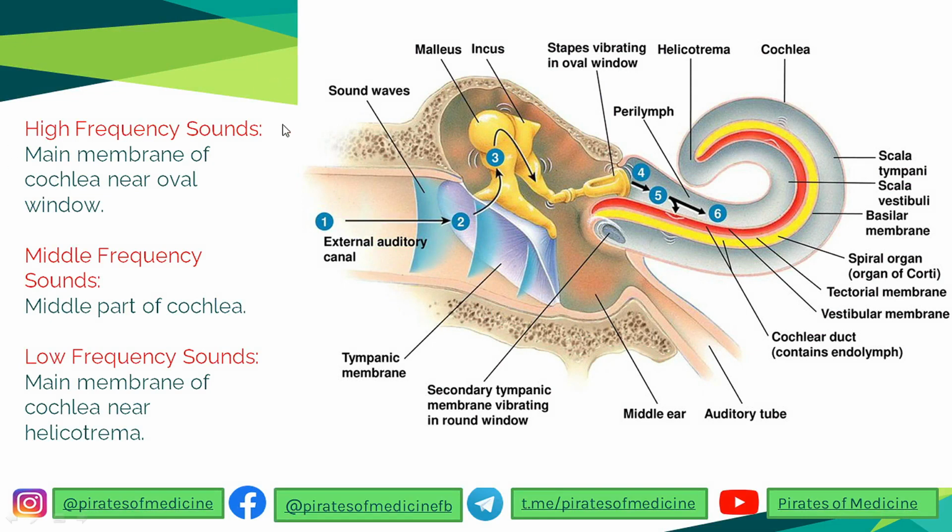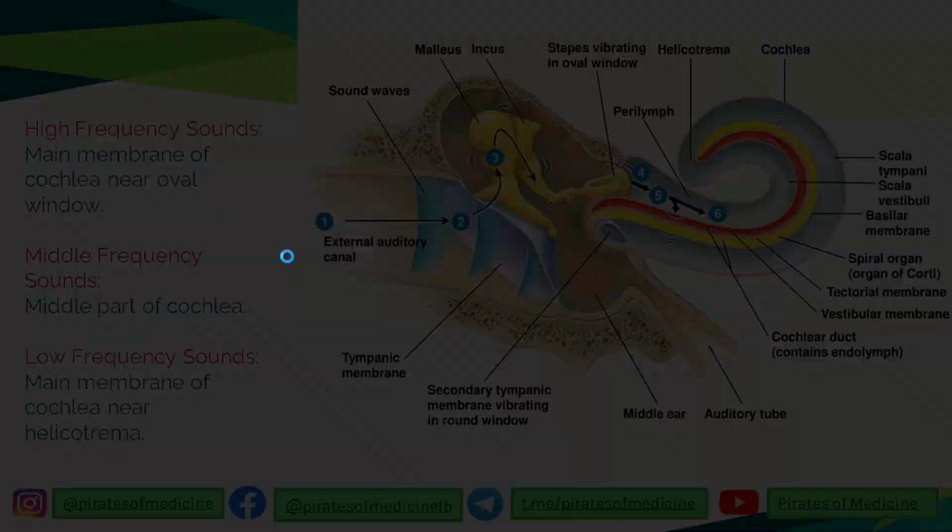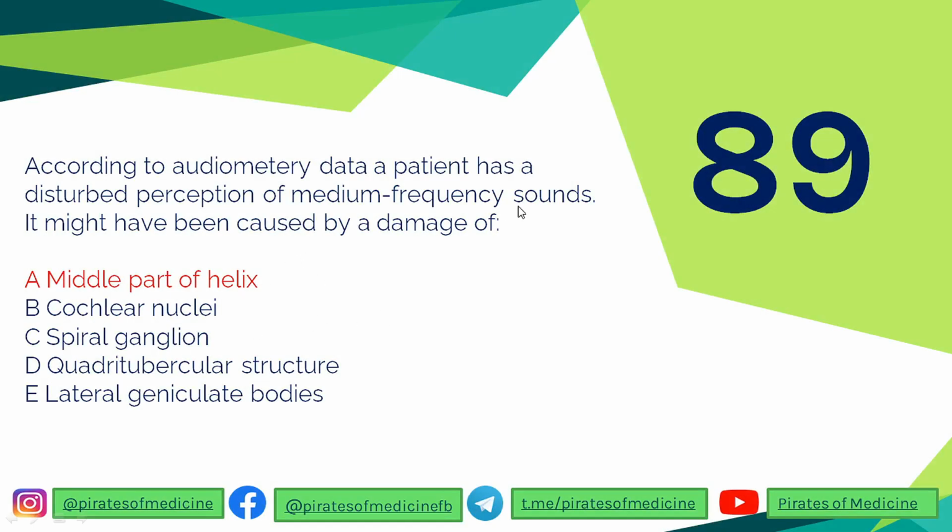High frequency sounds are detected by the hair cells located near the basilar membrane of the cochlea, near the oval window. Middle frequency sounds are detected by the hair cells near the middle part of the cochlea. Low frequency sounds are detected by the hair cells near the basilar membrane of the cochlea, near the helicotrema. So that is why the answer was the middle part of the helix, medium frequency sound.